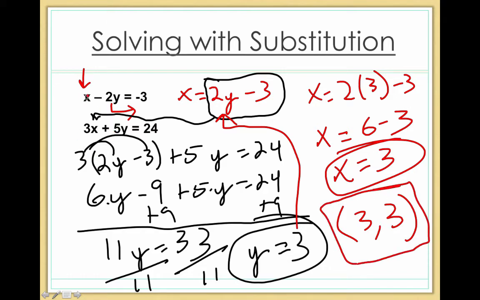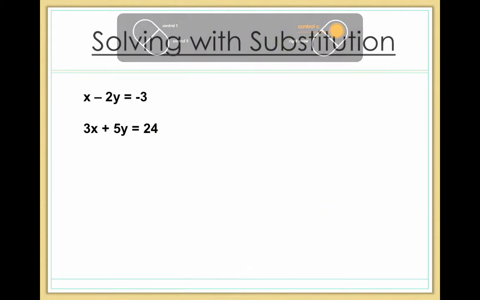We should go back up in here and check it. 3 minus 6 is -3. Good. 9 plus 15 is 24. Good. We have a single solution. These would intersect at one point.